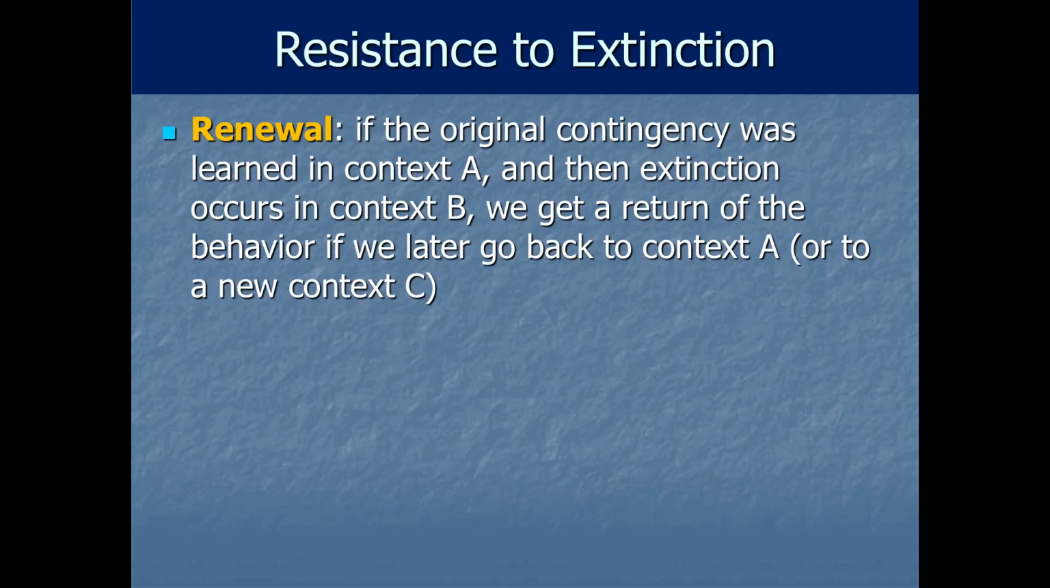And just like with respondent conditioning, we don't just have spontaneous recovery, we also see renewal in operant conditioning. So if the original contingency was learned in context A, like doing the behavior leads to a treat, that's the learning, that's operant conditioning in the first context. Then we might do extinction, but if we do extinction in a different context, like a different room, then we get a return of the behavior when we later go back to context A, or even a new context, a new room or something like that, like context C. Even if we're not rewarding the behavior anymore, even if it's still extinction, just by moving them back to that first context, they'll start doing the behavior again that they had given up.